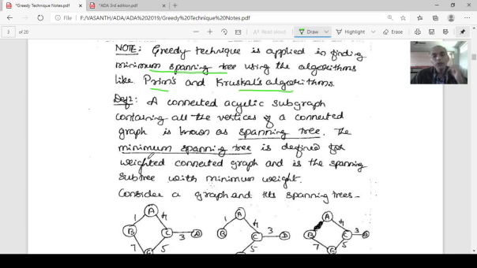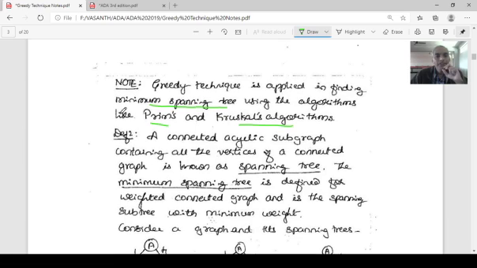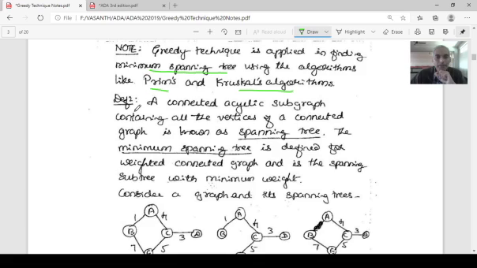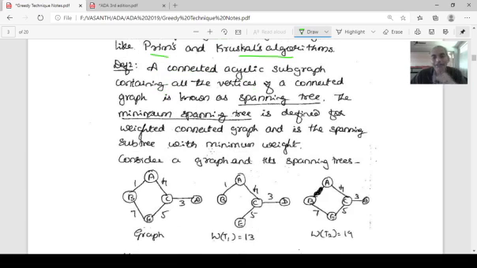Before going into the algorithm, you should understand what we mean by a minimum spanning tree. How are we going to define a minimum spanning tree? We define it as follows: a connected acyclic subgraph. Connected, so the graph should be connected. The second point, acyclic, means it should not have any cycle. We have seen the definition of acyclic. So, a connected acyclic subgraph containing all vertices of a connected graph, containing all the vertices. Say for example, you are given a graph G.